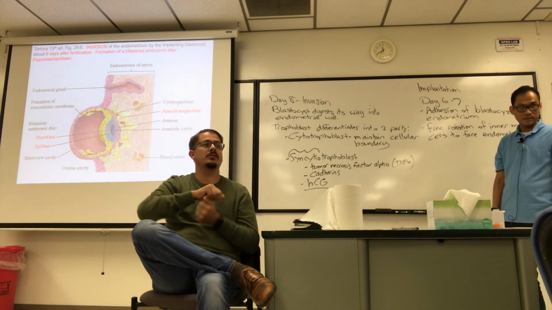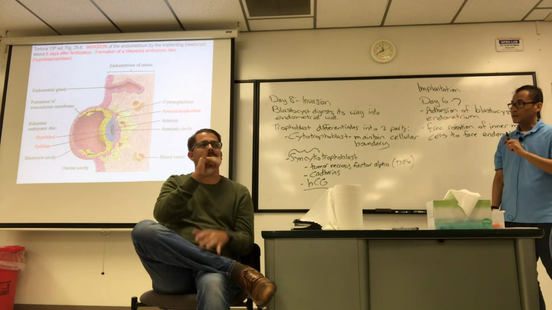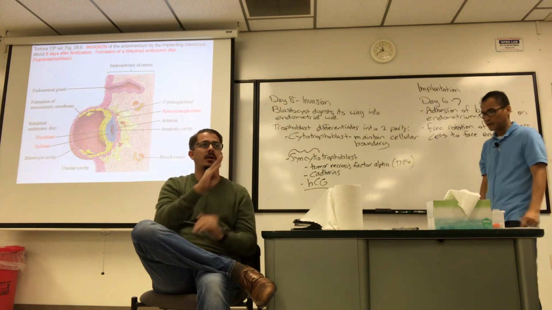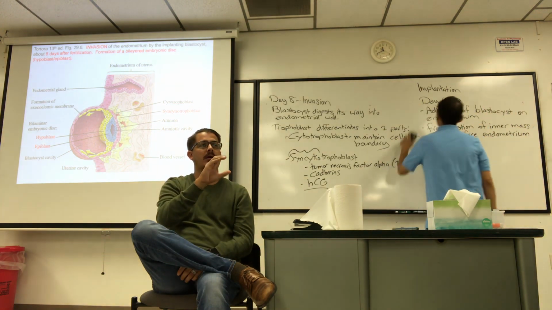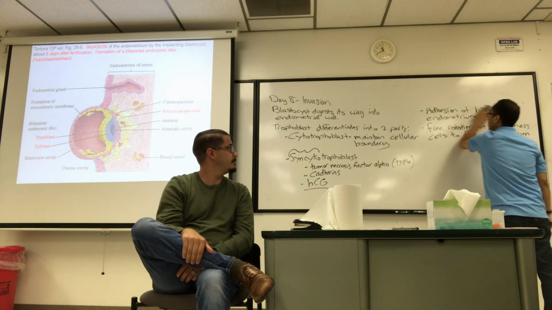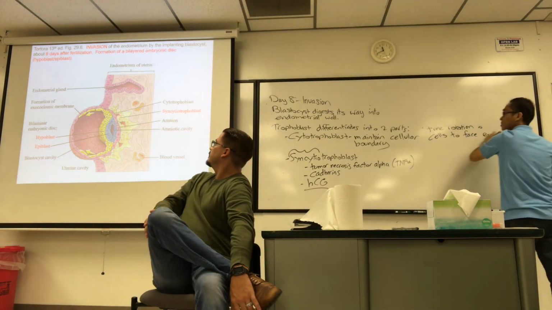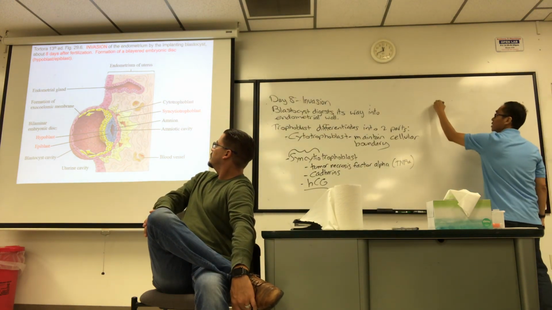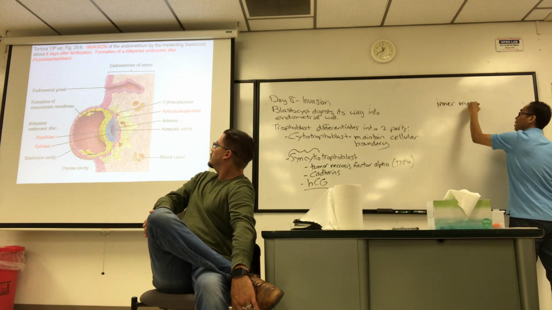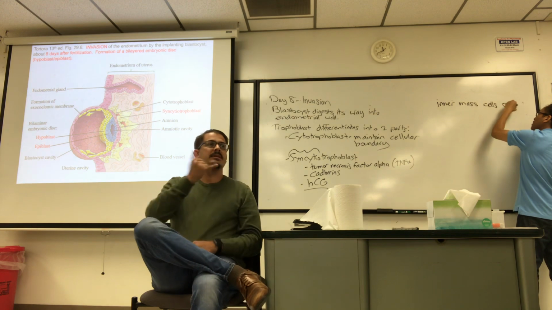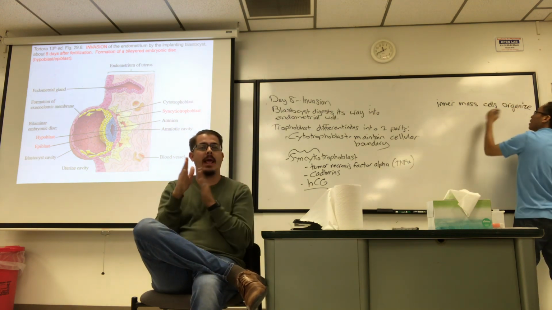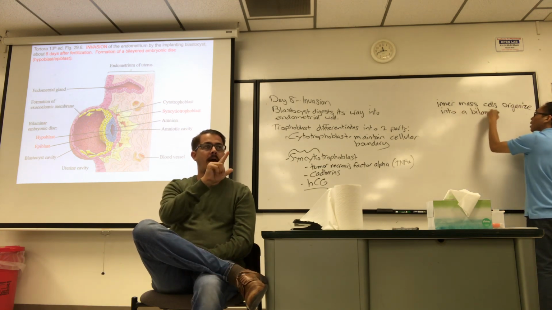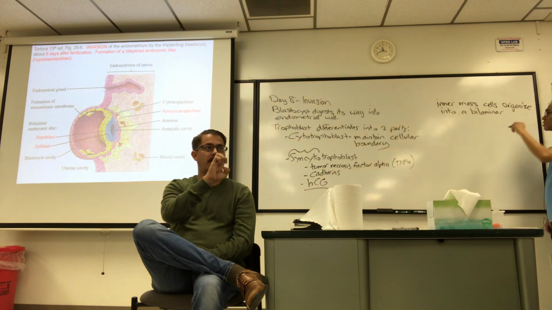And look at the other new things. Look at our inner cell mass. They have organized into two layers called the bilaminar embryonic disc. This is day 8 continued. Inner cell mass cells organize into a bilaminar embryonic disc.